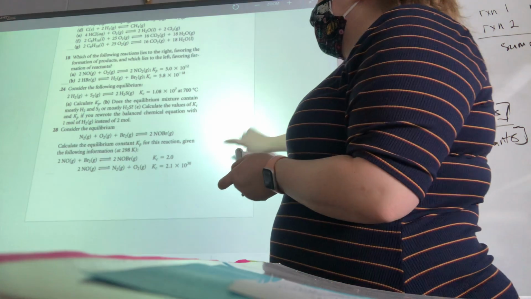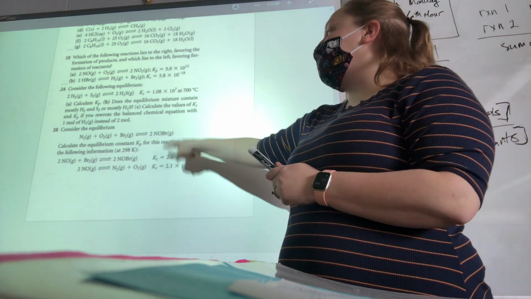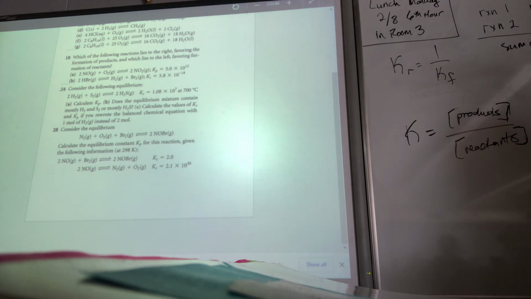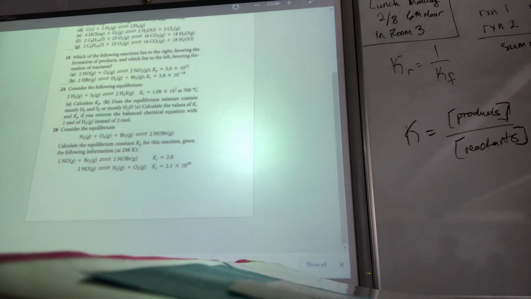All right, then down here it says 2 equations add together to give this equation. What is the K? Okay, and we just talked about how to do that. All right, get to it. You got 10 minutes in class to work with it and ask questions if you need it. 4 more problems. You can do this.